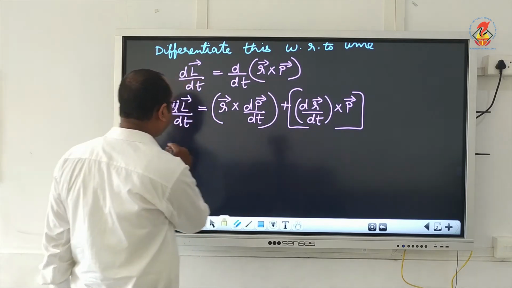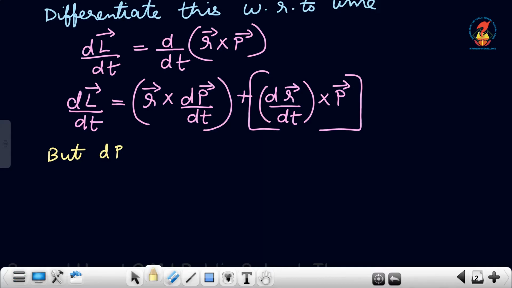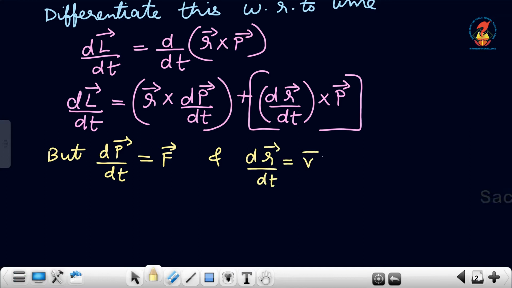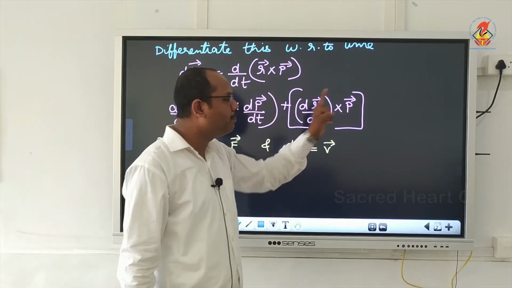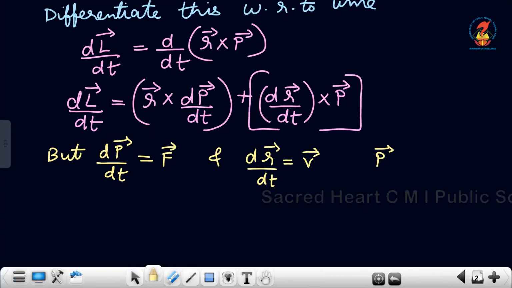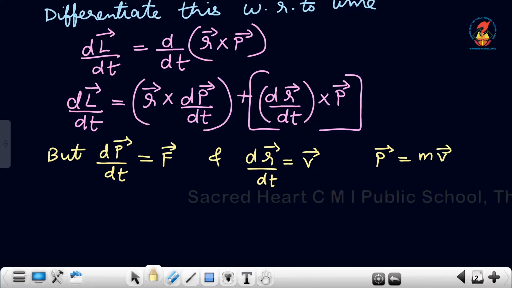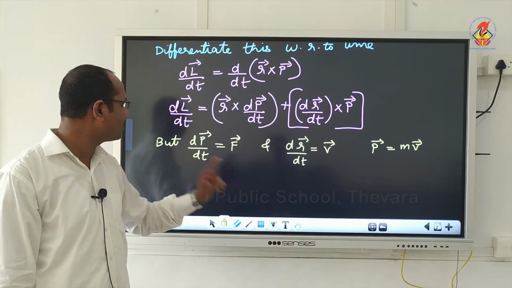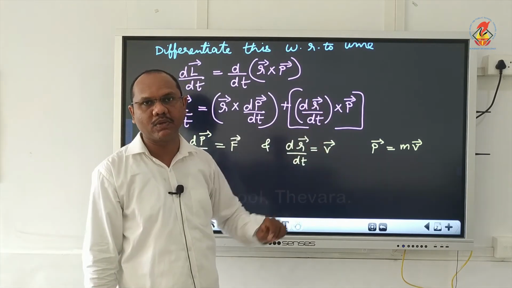Now, we already know dp by dt is equal to F. This is by Newton's second law, dp by dt is equal to F, and dr by dt is equal to v, rate of change of position is called velocity, and p can be written as m into v. So we have these three things. I am going to substitute these three things in the above equation.